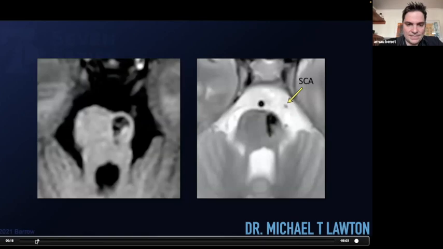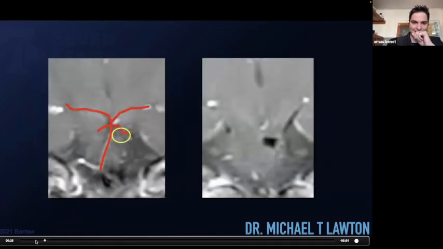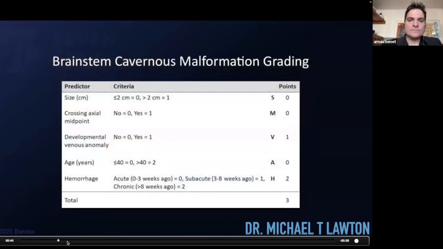You can see the MR, cavernous malformation in the pons, in the upper pons, lower midbrain, its relationship with the SCA, it's posterior to it, above and below. So in this case, Dr. Lawton decided to go for an orbitozygomatic approach. The grading was a 3 because it presented as chronic and we have a DVA on it.